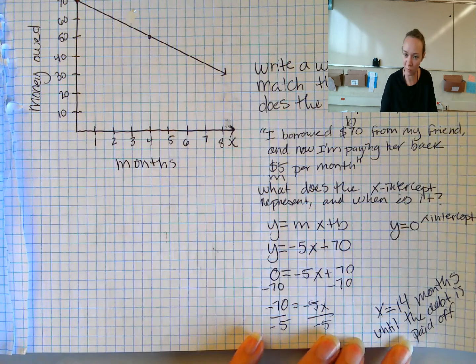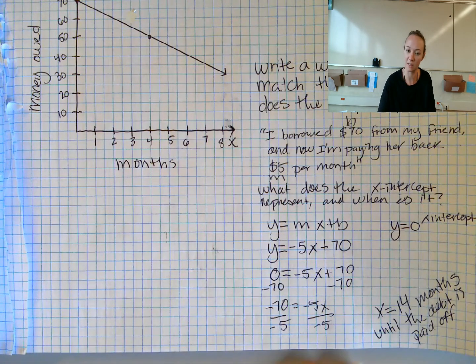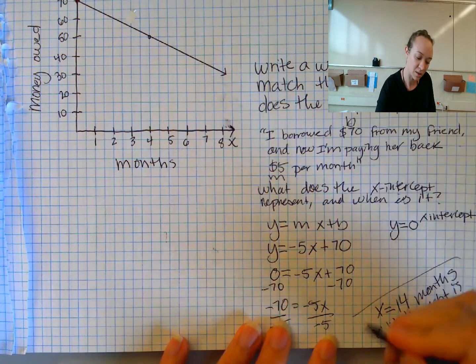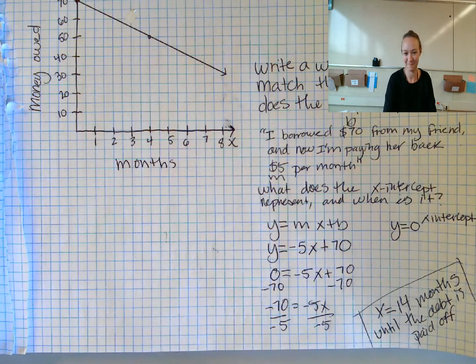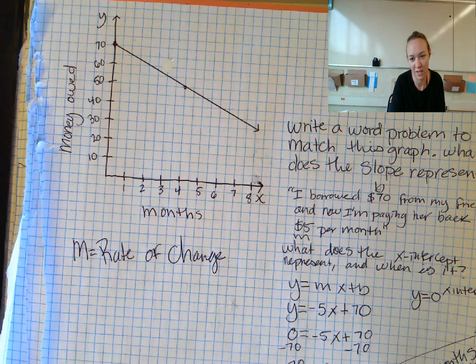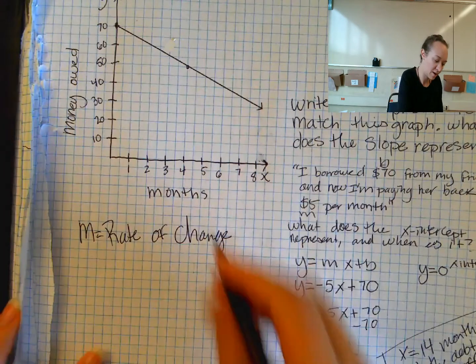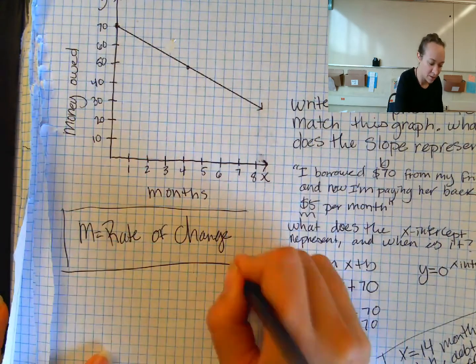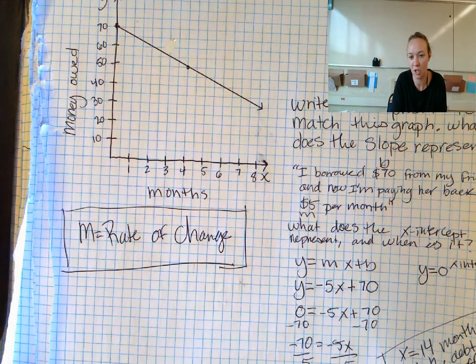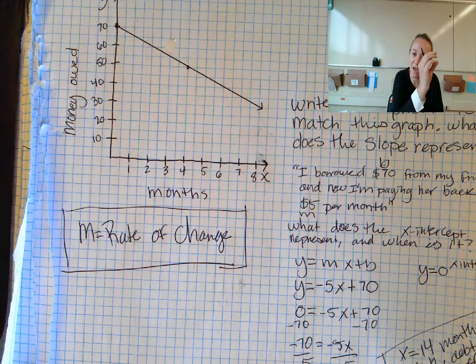Always, when you have a word problem, always make sure to give your answer in a complete sentence so that the context makes sense. The big picture idea here, of course, is that M, in situations like this, M is always going to be your rate of change. It's going to be a rate of some sort. The M is representing how something is changing over time.